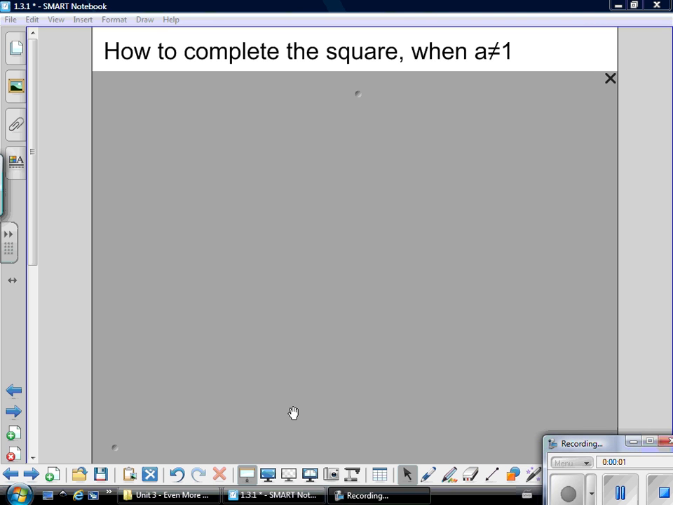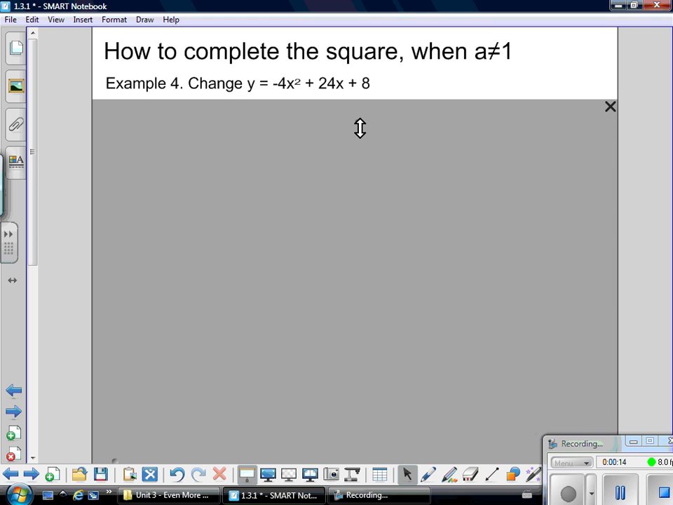Today's lesson still is dealing with completing the square. So the same goal still applies. Okay, so how to complete the square when a does not equal 1. Okay, so let's look at this example.